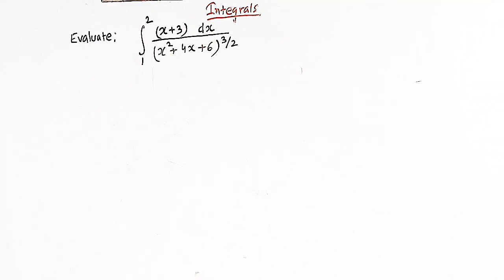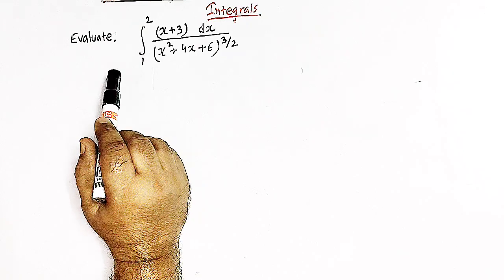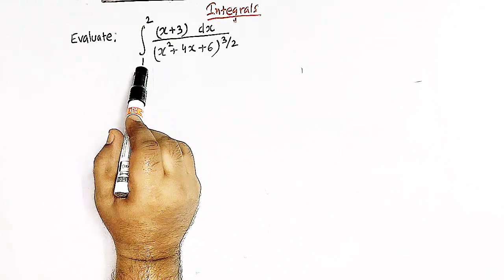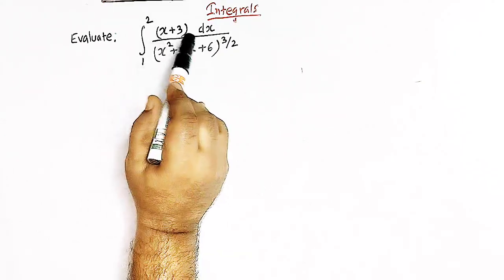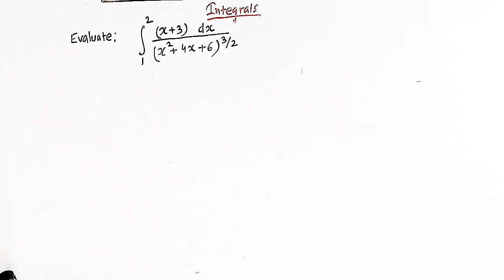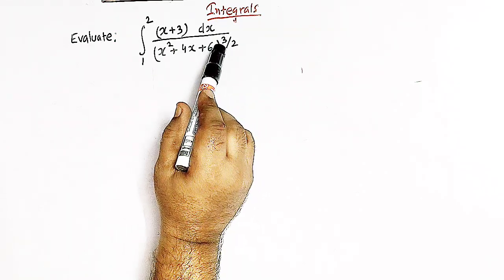Hello viewers, in today's session we are going to discuss an important and conceptual problem from definite integrals. So here we have to evaluate this definite integral in which the limits are from 1 to 2 and the integrand is (x plus 3) divided by (x square plus 4x plus 6) raised to 3 over 2.